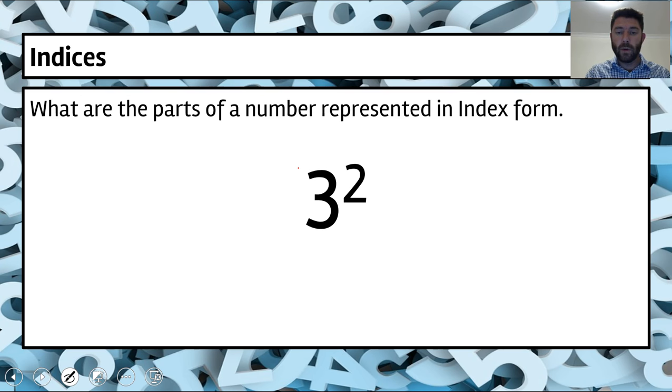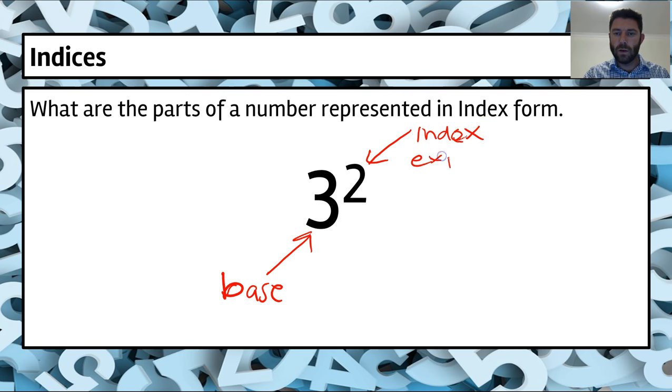All right, let's break down these numbers. These numbers have two really important parts, the larger number and the smaller number. The larger number is called the base. The smaller number is called the index, or otherwise known as the exponent. And that's where we get this word index form from. So we've got the larger number, which is the base, and then the index or the exponent, which is the smaller number at the top right.